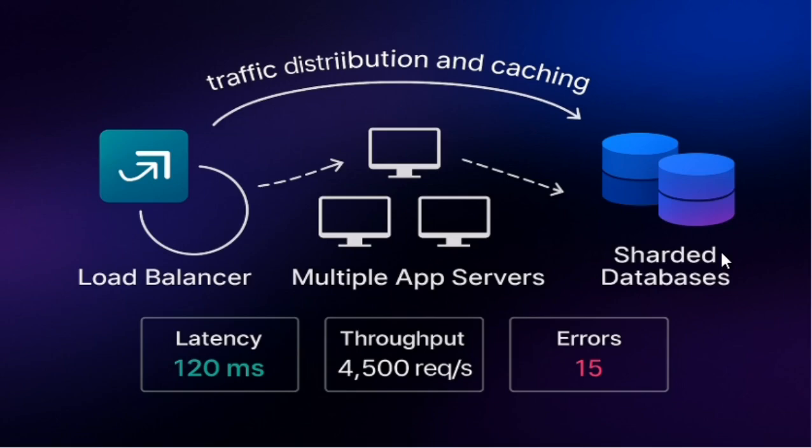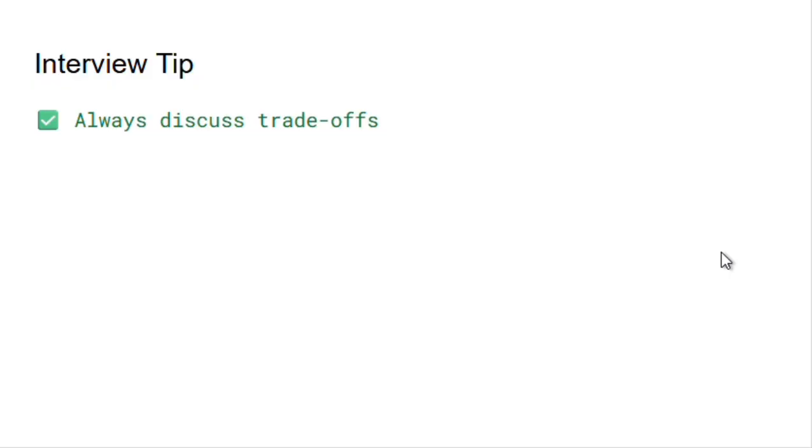Implement rate limiting and throttling for heavy users. Observability is key. Monitor latency, throughput, error rates, and server utilization in real time to detect hotspots or bottlenecks. Finally, plan for scaling across multiple regions if global traffic is expected.